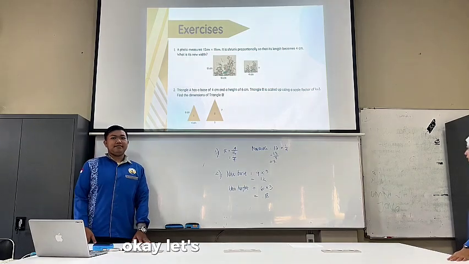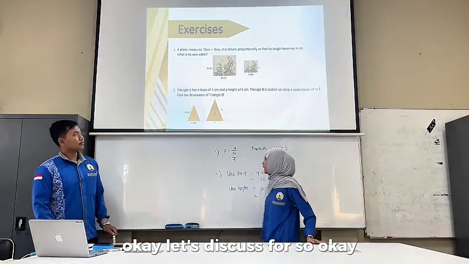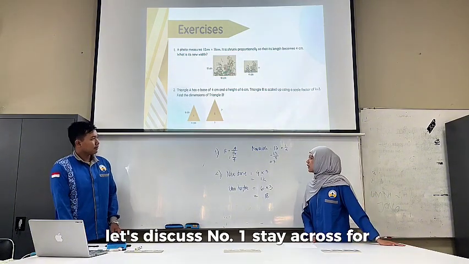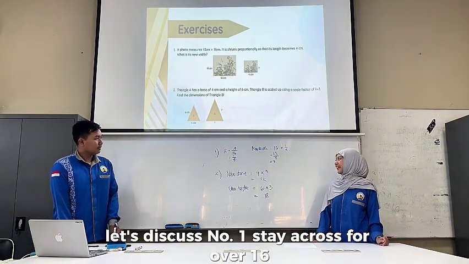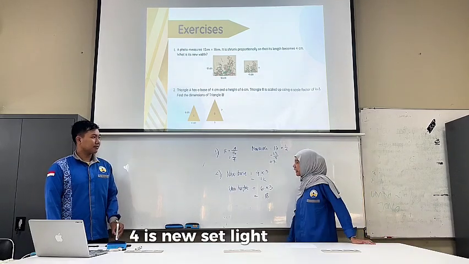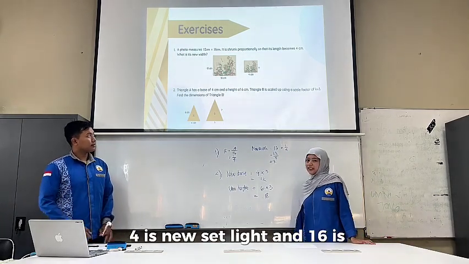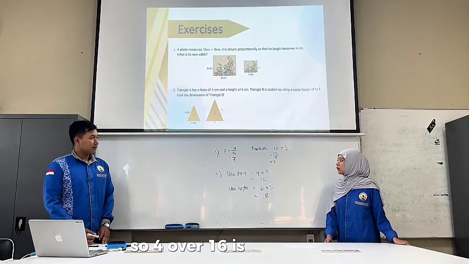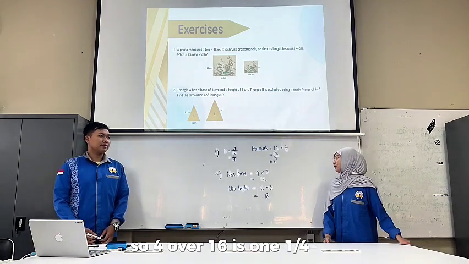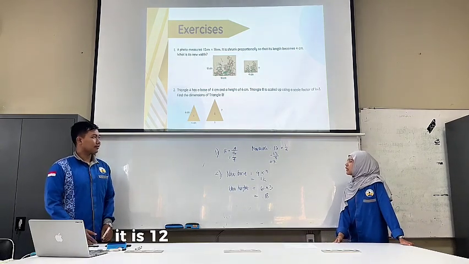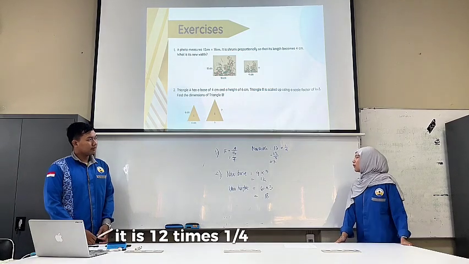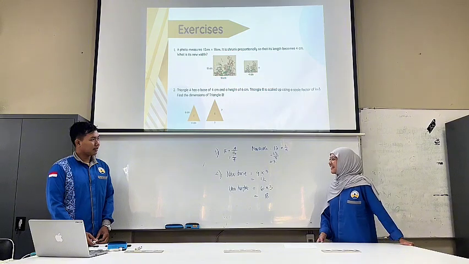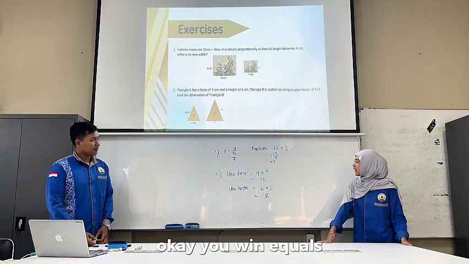Okay, let's discuss the solutions. Number one, k equals 4 over 16. 4 is the new satellite and 16 is the original satellite. So 4 over 16 is 1/4. New weight is 12 times 1/4. 12 is this x. Okay, new weight equals 2.